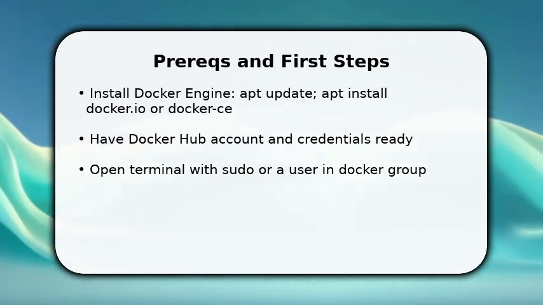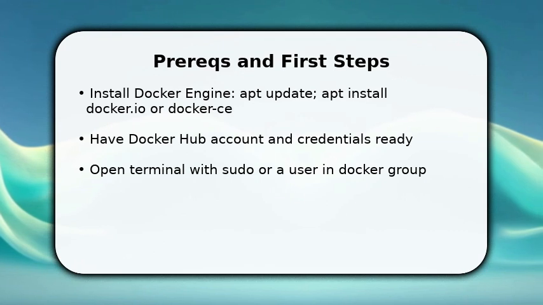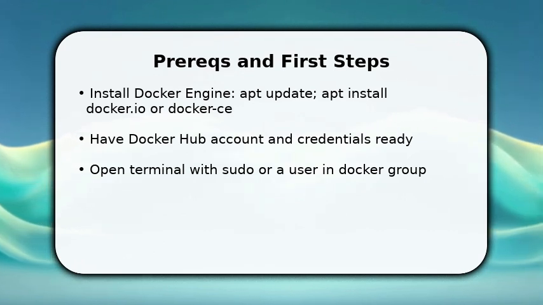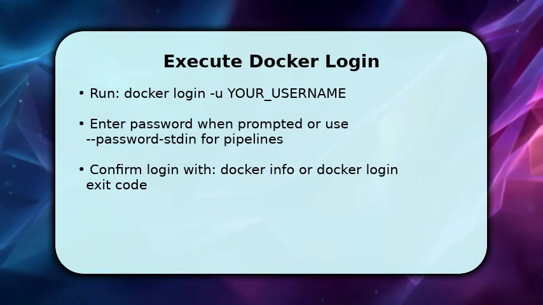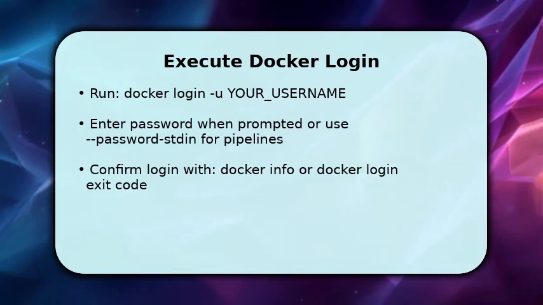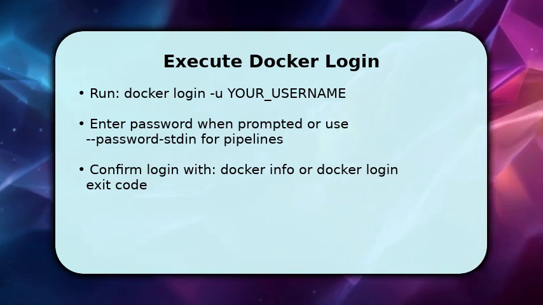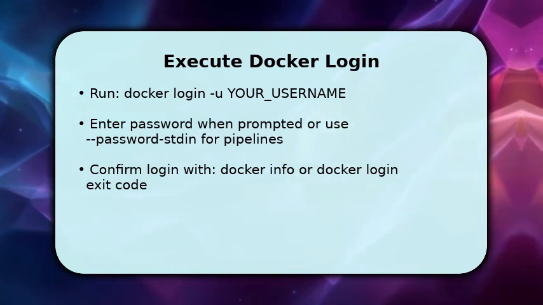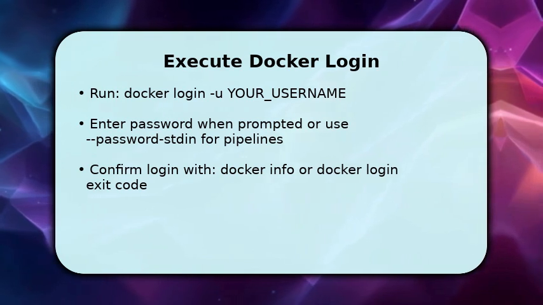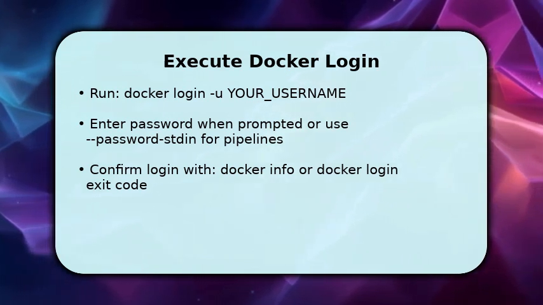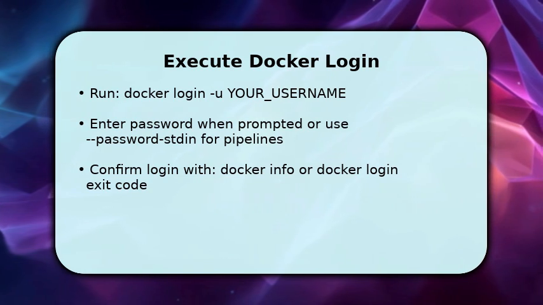Now perform the login command and understand what each part does. Type docker login your username and press enter. Docker prompts for your password to securely create a credentials token stored in ~/.docker/config.json. For automation, echo password | docker login -u username --password-stdin, so the password never appears in process lists.